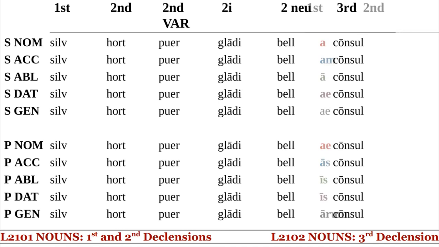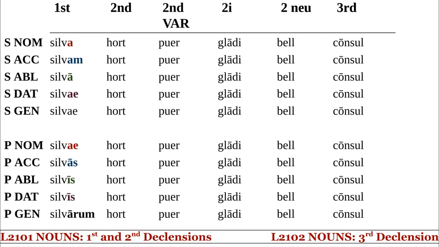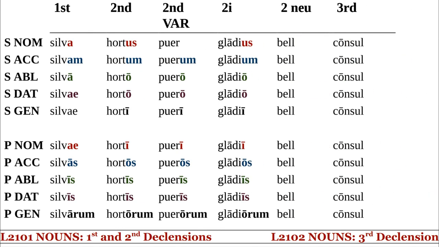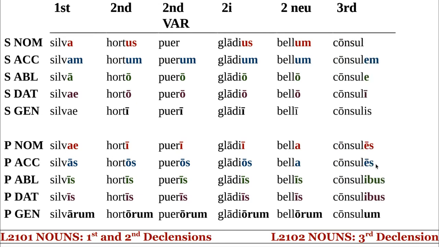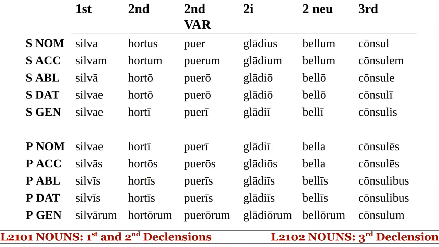And to that, in the first declension, you add the As. In the second declension, you add the ums and the us's, etc. The only thing that's different is puer. Bellum is second declension neuter, and then there's consul. So it's the same forms we learned last time. We're only adding these two in the center.